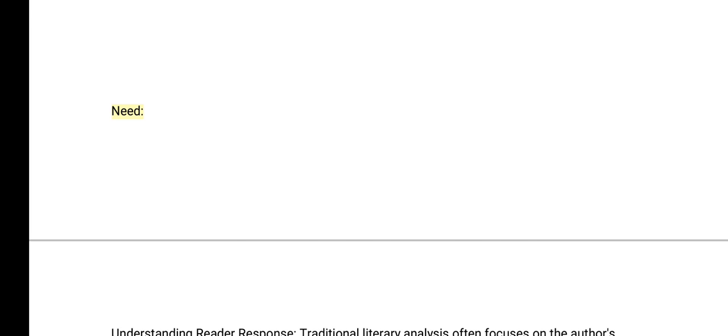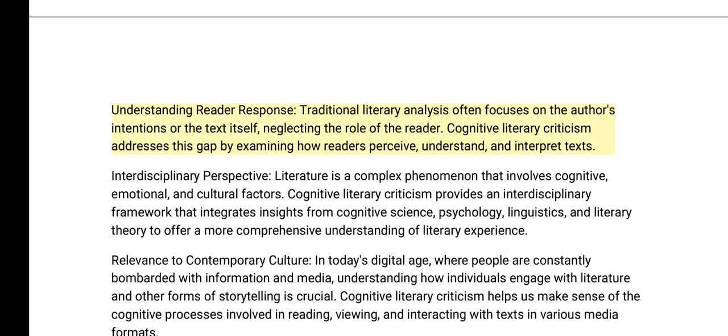Interdisciplinary perspective. Literature is a complex phenomenon that involves cognitive, emotional, and cultural factors. Cognitive literary criticism provides an interdisciplinary framework that integrates insights from cognitive science, psychology, linguistics, and literary theory to offer a more comprehensive understanding of literary experience.